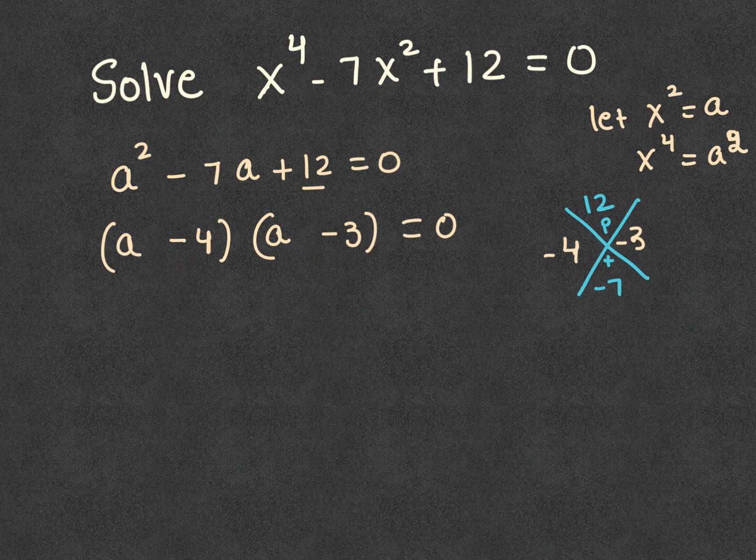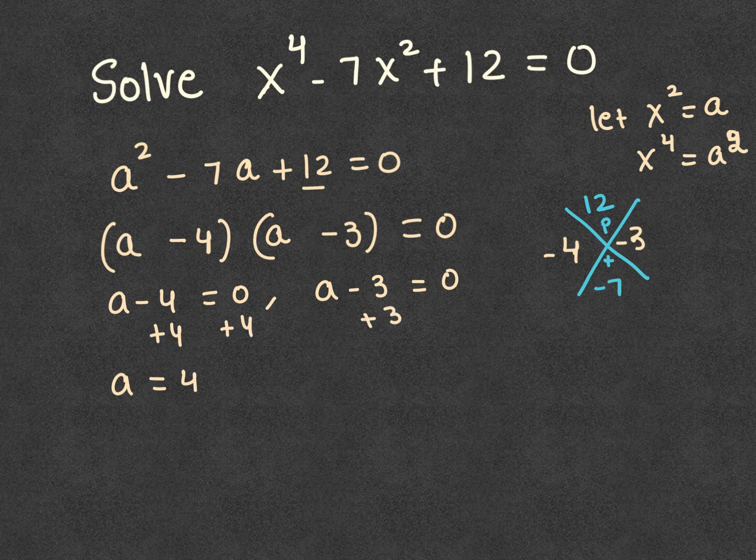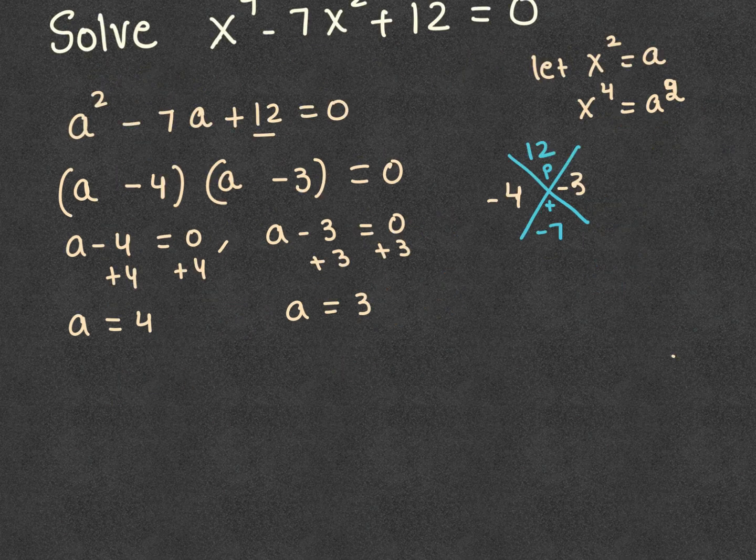Now we solve for a by setting them equal to 0 one by one, and solve for a. a is 4, adding 3 on both sides, in this case a is 3. From the top, where we assumed x squared is a, we write a as x squared. So x squared is 4, and here x squared is 3.